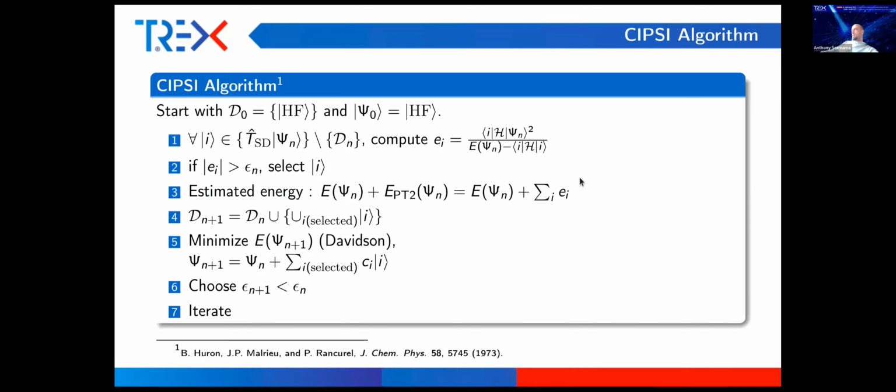So I represented here the CIPSI algorithm that we use. So basically, we start with a single determinant, and we try to find what are the determinants that will be the most important to reduce the energy.